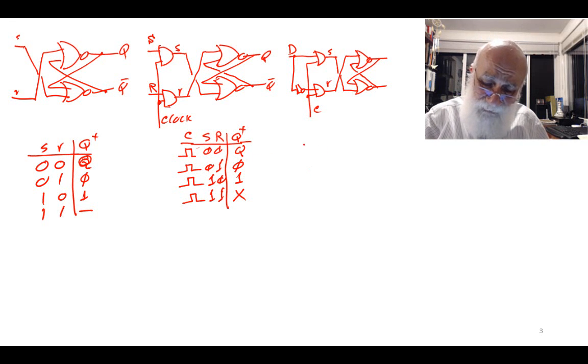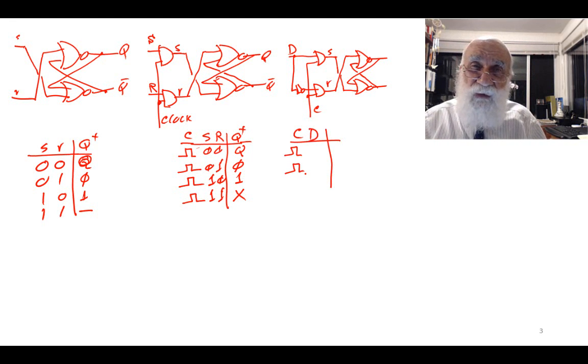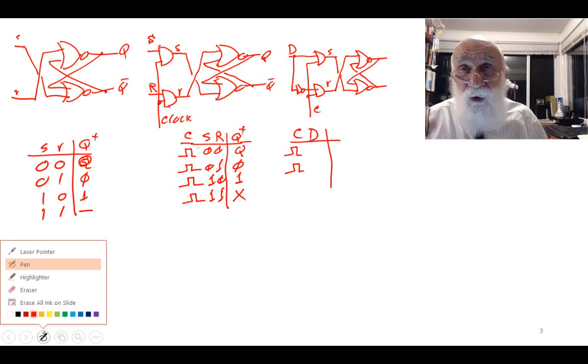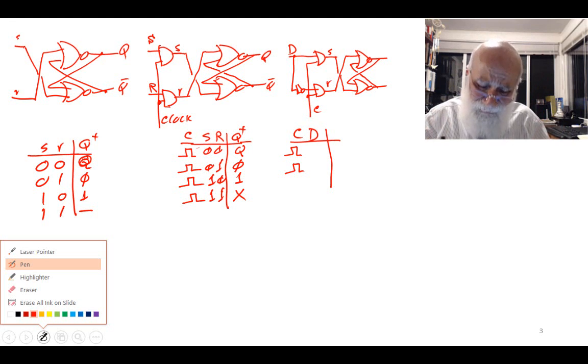What it means, if you look at the table on the left hand side, is I have a C input, I have a D input, I have a clock, and only those situations where S and R are complement of each other are going to work here. It's going to exist here because I put an inverter in between the two.